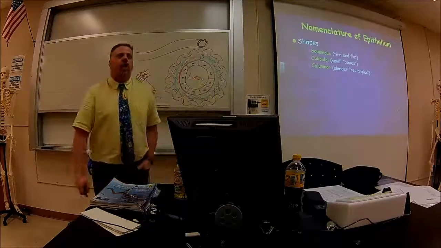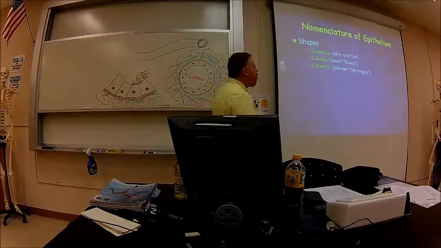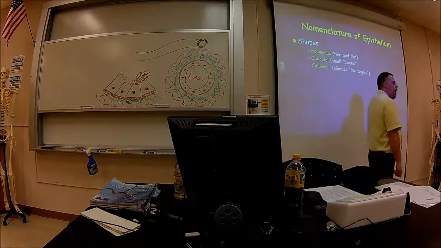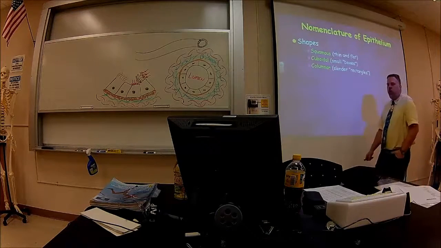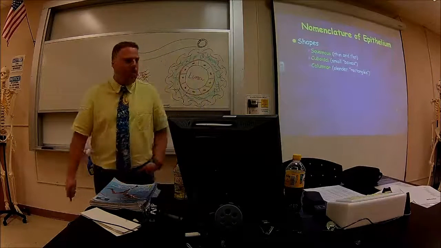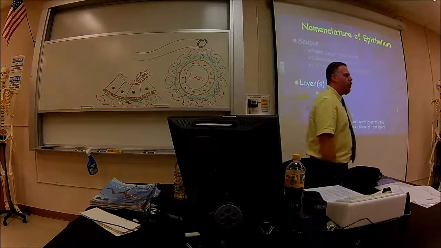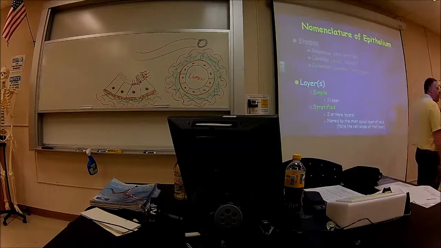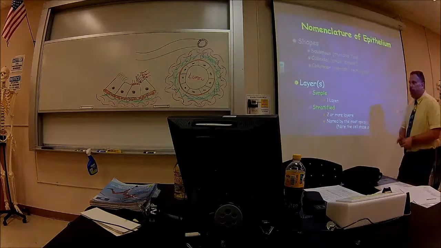If the cells are thin, we say it's squamous, thin and flat. If they're in boxes, they're called cuboidal. If they're in columns, we call them columnar, rectangles. Okay? If there's one layer, we say it's a simple epithelial tissue. If there's many layers there, then we say it's stratified, many layers. Okay? Let me show you a few things here.